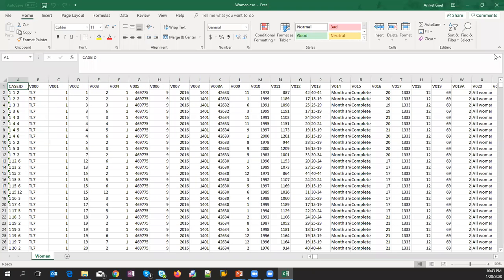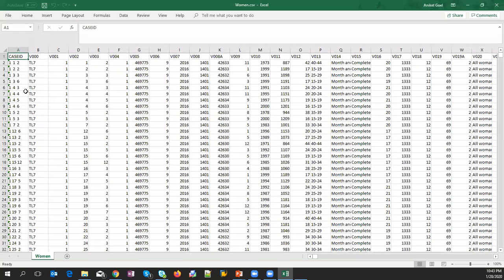Yeah, so this is the data. For example, a case ID, the first column, talks about a unique identifier for the particular survey, 112, and the same value is repeated over here. TL is for Timor Leste, 7. This is a country code.